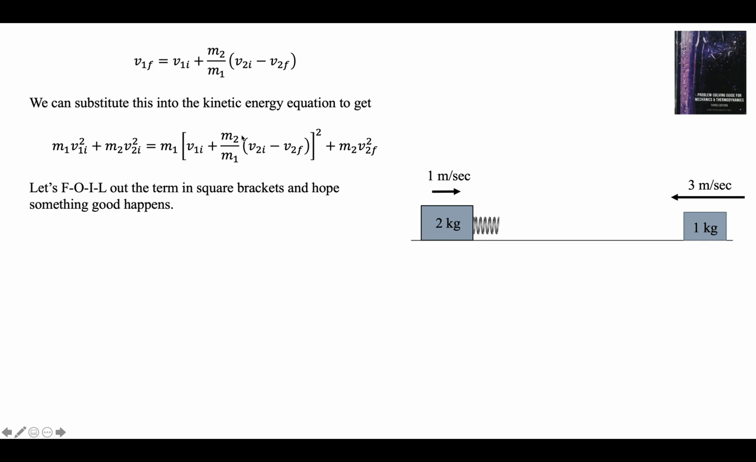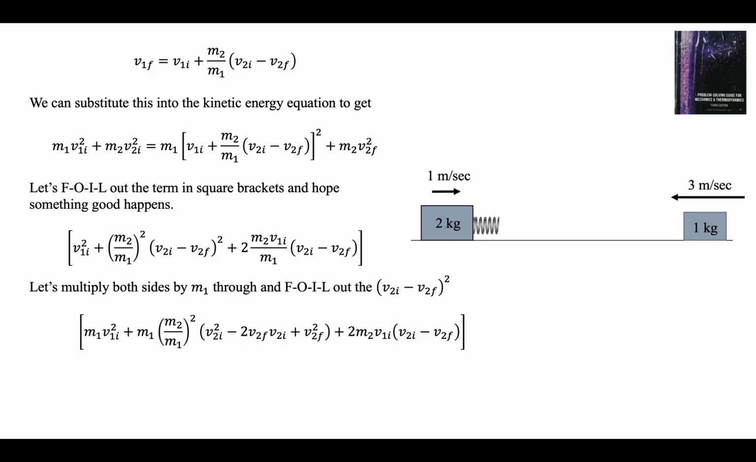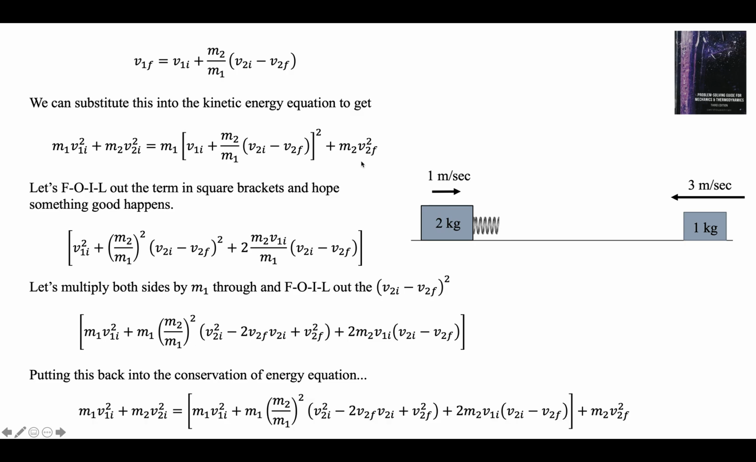Let's FOIL out this term and hope something good happens. It's going to get messy, I think. So this middle term is this, and we're going to have to square this out. Looks like that. We have to put this back into the conservation of energy equation. Now it looks like this. So we were hoping something good happened, and it doesn't look like anything good happened. This is going to take me a few pages. You might want to go get a cup of coffee or something.